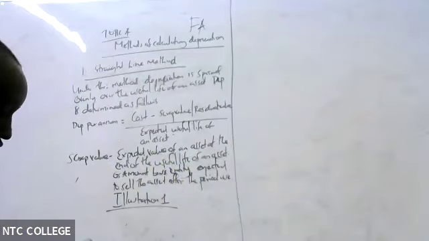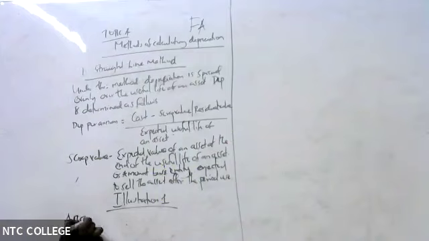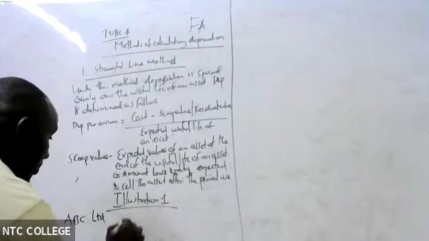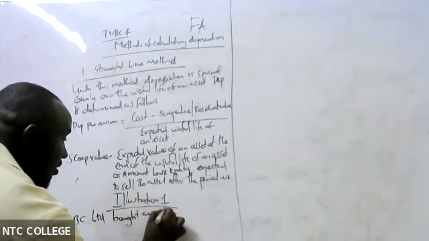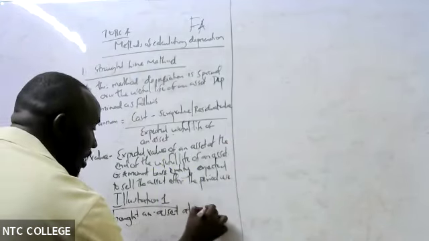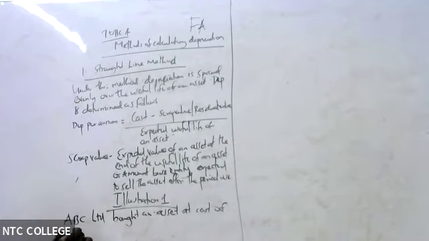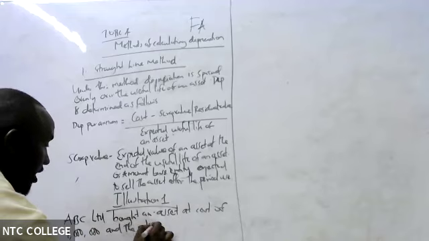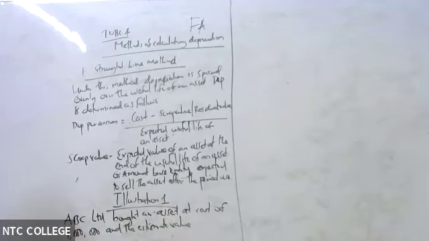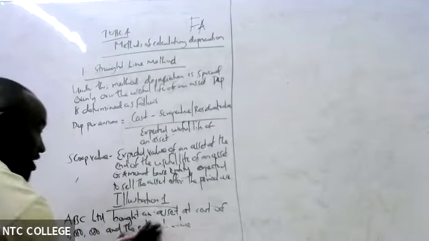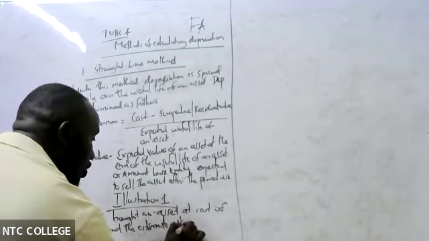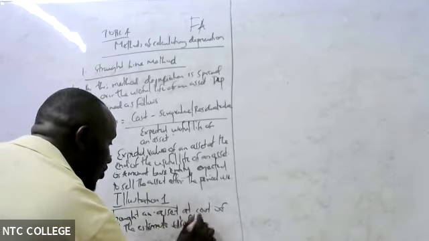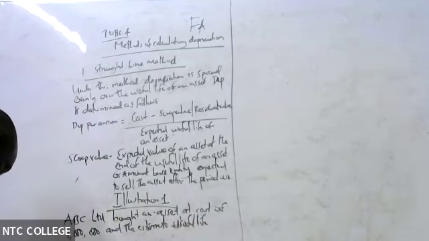So I can note it down. ABC Limited bought an asset at a cost of 1 million, and the estimated useful life of 10 years.